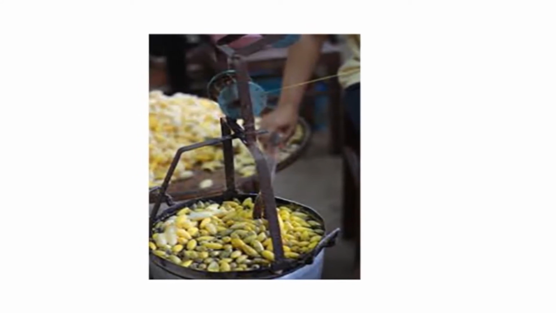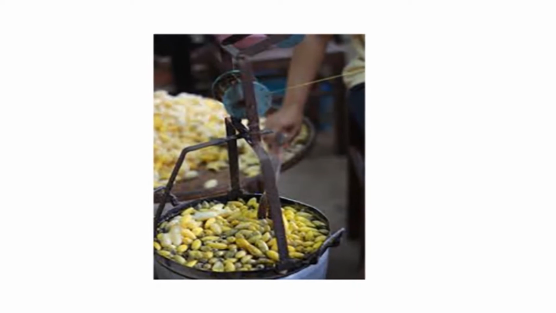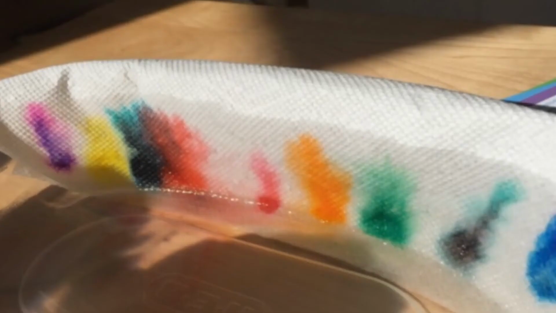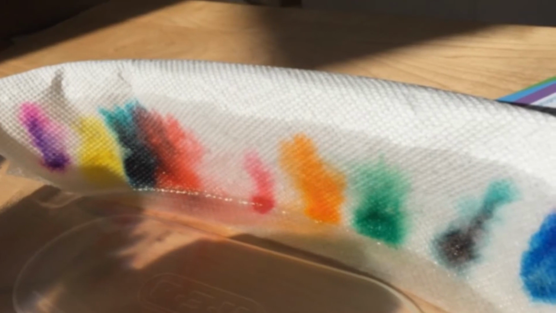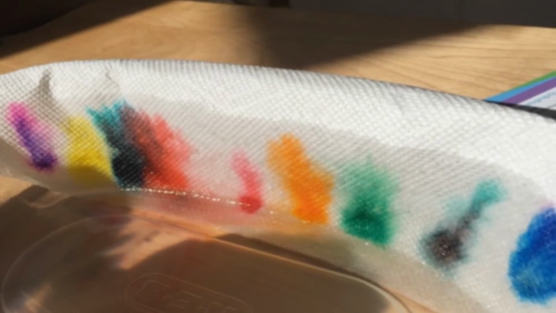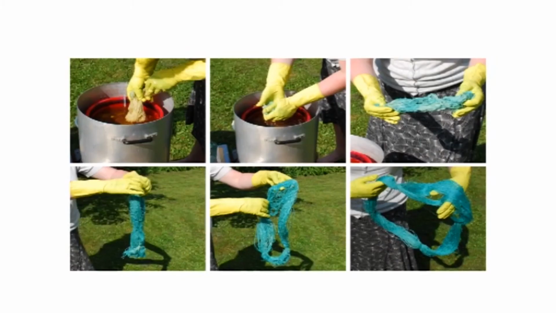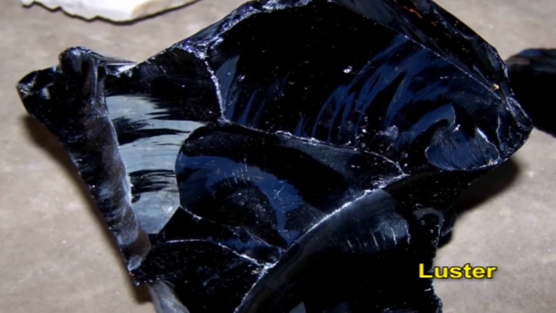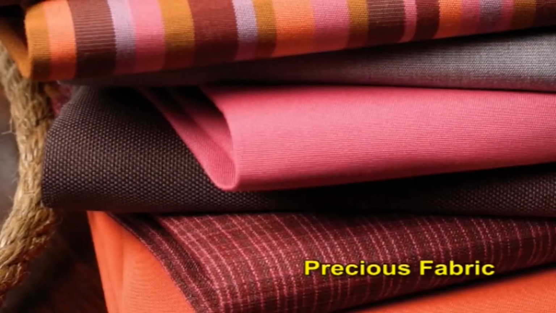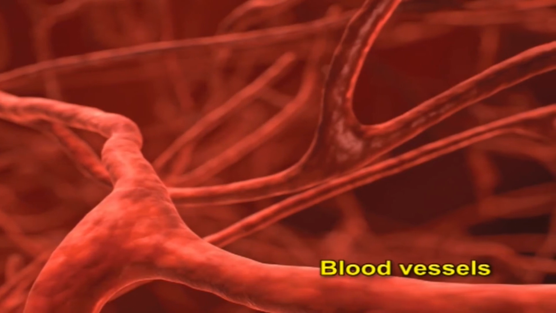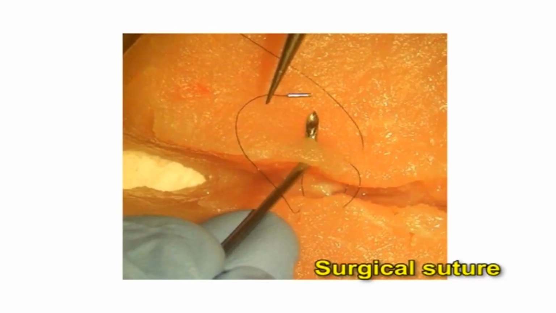Silk fiber can be used for many purposes, including textile, medical and industrial applications. The silk fiber is thin, long, light and soft. It is well known for its water absorbency, dyeing affinity, thermotolerance, insulation properties and luster. It is the raw material for producing precious fabrics, parachutes, tire lining materials, artificial blood vessels and surgical sutures.